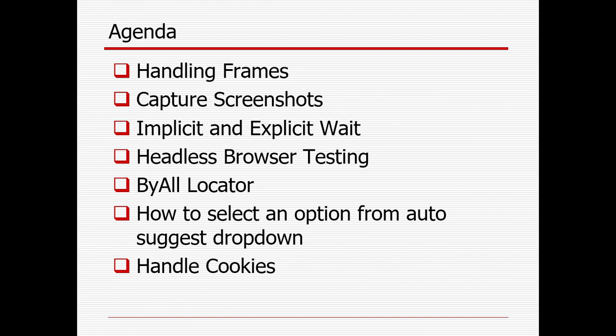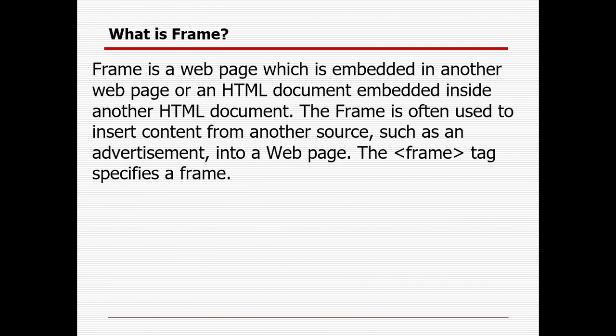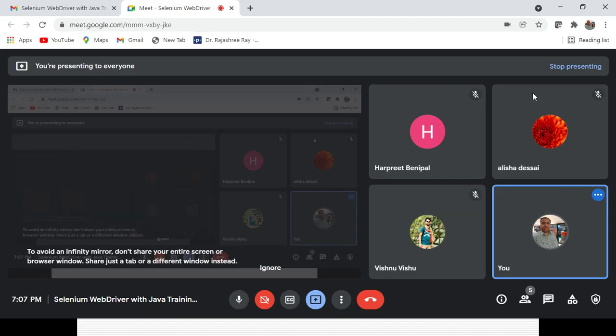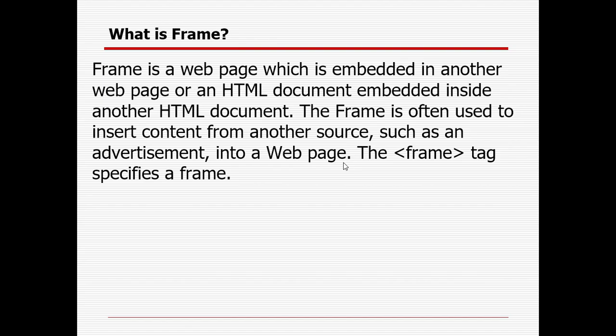In a normal web page you have already seen, if there is a drop down or radio button, you can automatically identify the element locators and then proceed with the execution. But here the problem is that if a frame is there, until you handle the frame you will not be able to identify the object, and if you are not able to identify it, it is not possible to proceed further. So that is the problem.